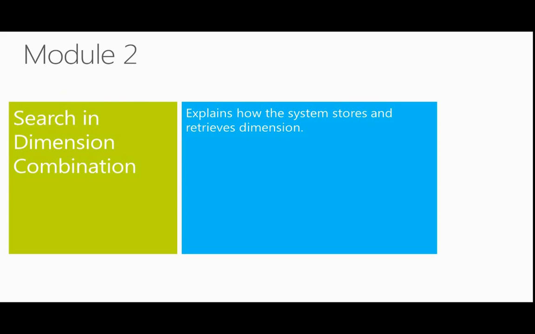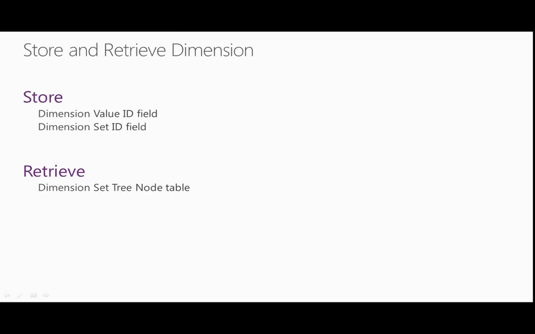Search in dimension combination: how the system stores dimensions, how the system retrieves dimensions. To better understand how the system stores dimensions, we need to introduce the concept of a new field, dimension value ID. This field is a unique value assigned to every single dimension value the user creates in the database. For example, for your department dimension, you want to create a new value called Production 2. When the user finishes entering this value, the system assigns a unique number to it.